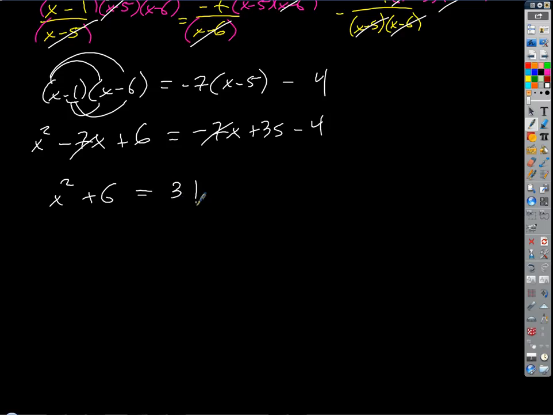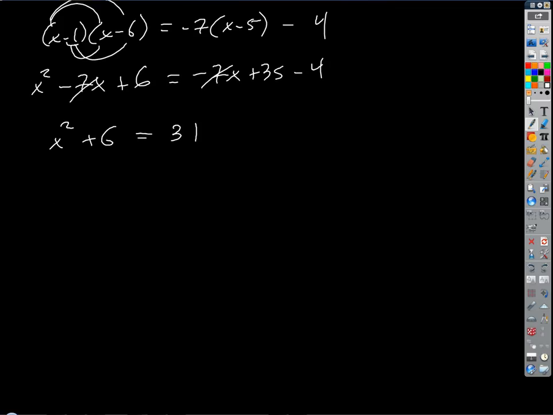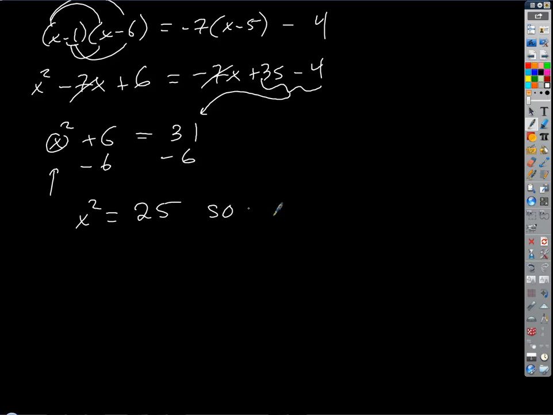Okay? It's a weird answer, but that's all right. So now what do I do to get the x by itself? If you're subtracting 6 from 35, why would it be 31? It's not. I combined these two. Oh, right. 6 is still over on this side. So now if I subtract 6 from both sides to get the x squared by itself, I get x squared equals 25. So what's x equal to? Plus or minus 5. I'd get x equals 5, or x equals negative 5.